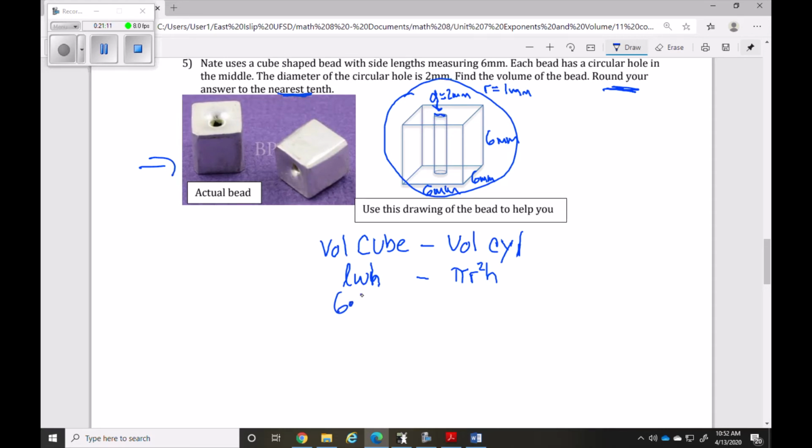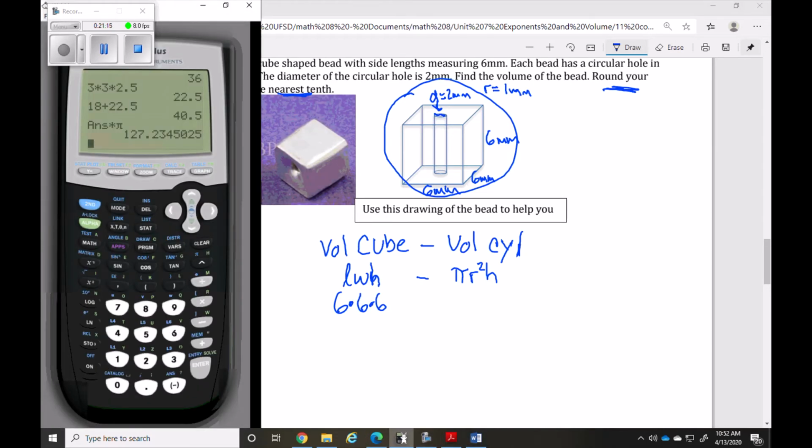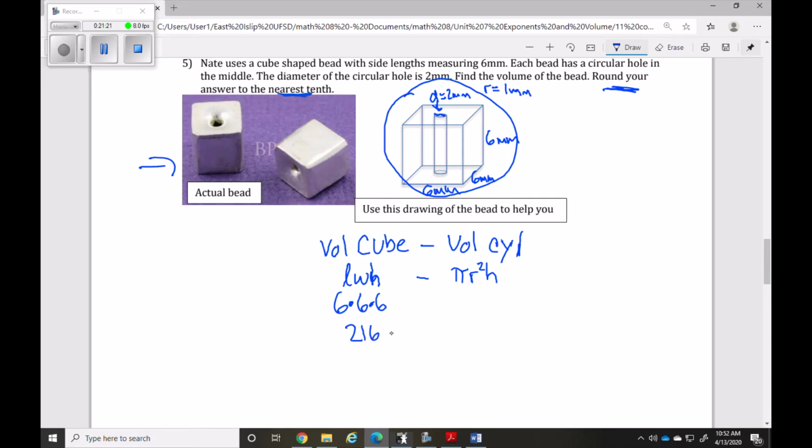I'm going to talk about an exact answer first, though, like what I've been doing. So this isn't so bad. 6 times 6 times 6. Again, if you're allowed to use your calculator, if you don't know what 6 times 6 times 6 is, just pull out that calculator. It's 216 millimeters cubed.